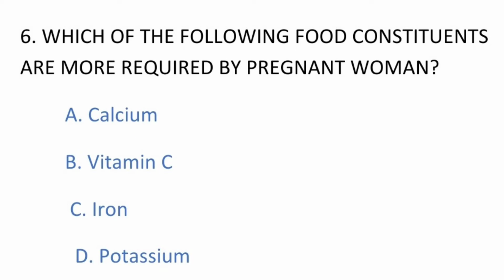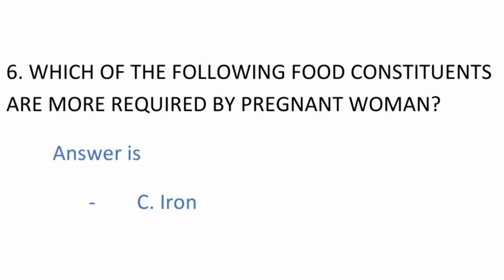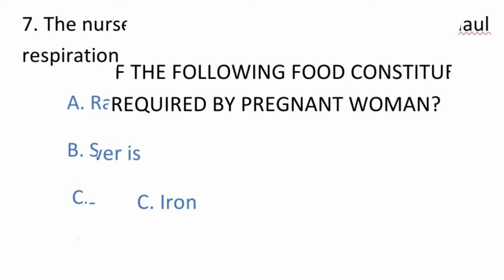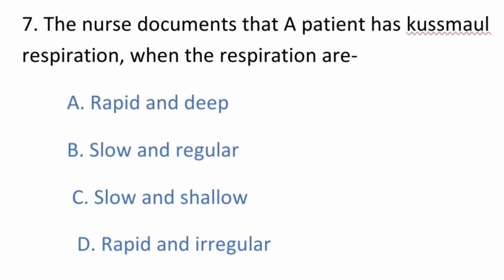Moving on to the sixth question. Which of the following food constituents are more required by pregnant women? Options are number A, calcium, B, vitamin C, iron, and number D, potassium. वैसे तो सभी नेसेसरी हैं, लेकिन हमें सबसे इम्पोर्टेंट वाले को चूज़ करके ऑप्ट करना है। सो हमारा आंसर होगा ऑप्शन नंबर C, iron.